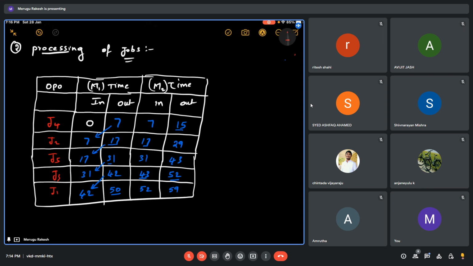So the question that I asked is, what is the total elapsed time? The elapsed time is 59 hours. It is given in hours, so 59 hours is the total elapsed time.